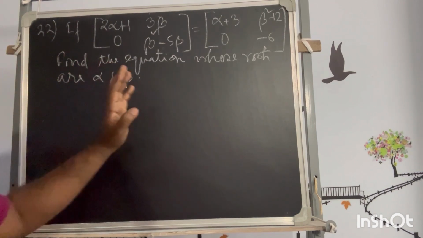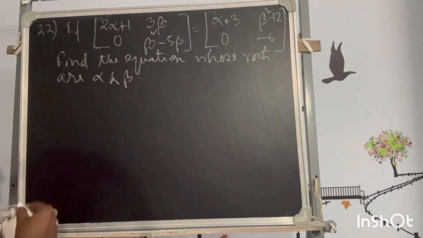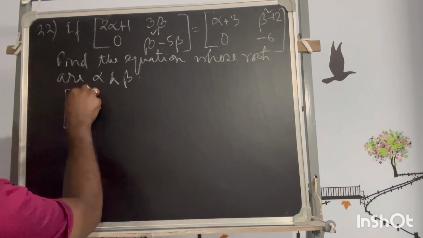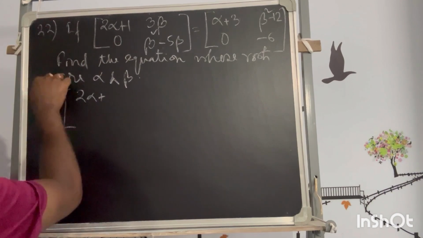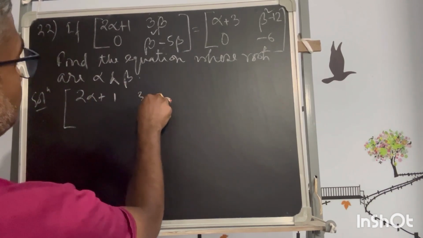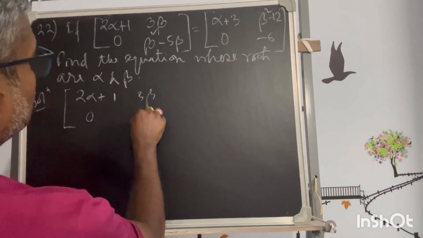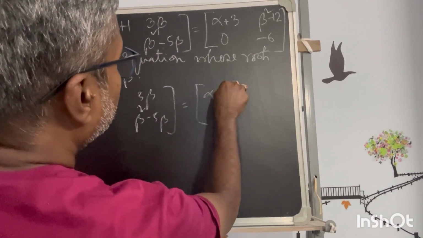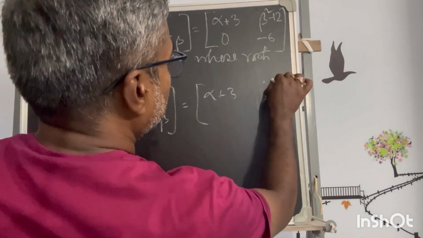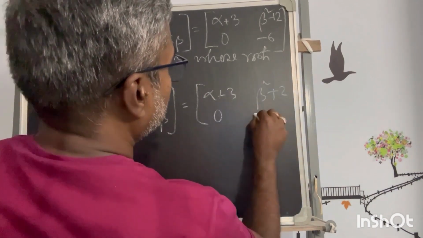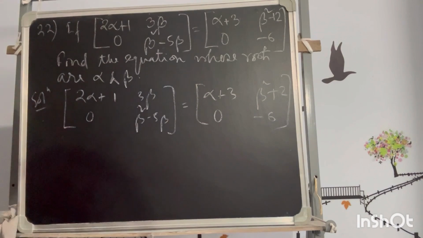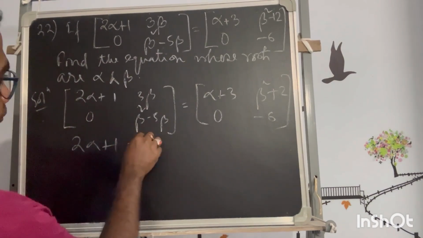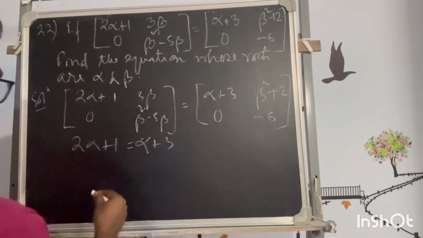The common structure of that I will show you. First let me solve for alpha and beta. So from that equation, if I write it here again, this is the solution I am starting. 3 beta, 0, beta square, 5 beta, this is given as alpha plus 3, beta square plus 2, 0, minus 6. Now as you know, when two matrices are equal, their respective elements must be equal. So from there we may find alpha and beta.